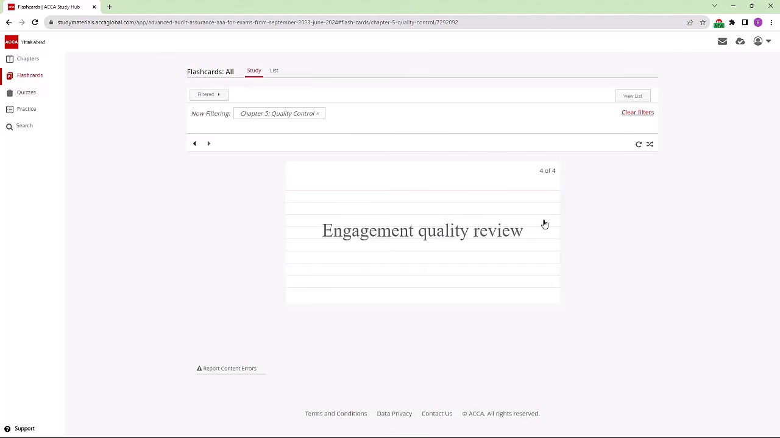And our fourth and final flashcard is what is an engagement quality control review? Now, this one for me, do you remember the alternative words for this? Yes, it's a hot review. And the idea of a hot review or an engagement quality control review or an EQR is to make sure that we're giving the right audit opinion. We do the engagement quality control review before the audit report is signed to make sure there's enough evidence on the file to support that audit opinion. And the audit partner is challenged about their judgments and contentious areas before that audit report is signed.